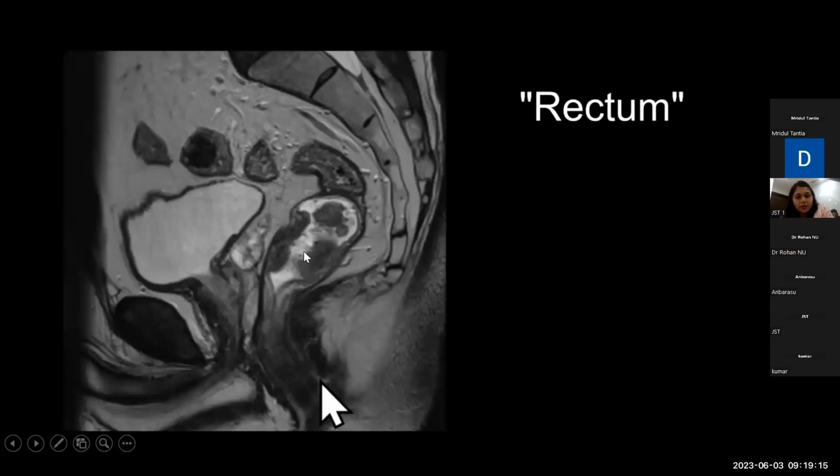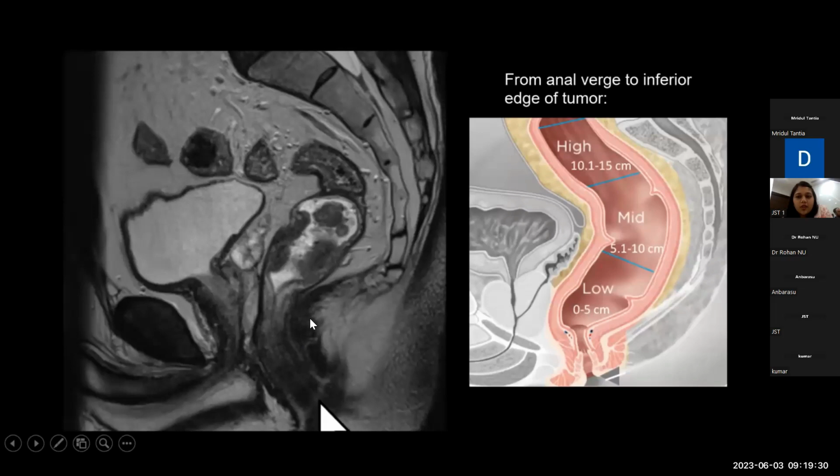So what is the rectum? This is a T2 sagittal image, and the rectum is the distal-most 15 centimeters of the GI tract. For us radiologists doing imaging, we define the rectum and divide it into three parts: the low, mid, and high.